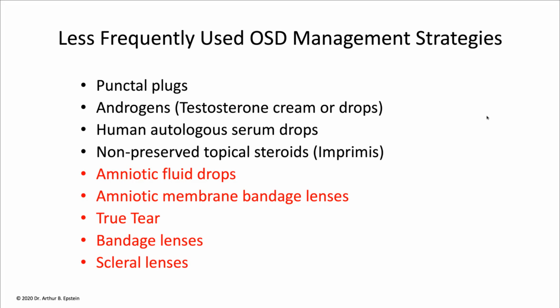Androgens: Alan Panzer in Houston is a big proponent of testosterone. I've not had good results with it. I've tried, some people have. I haven't completely abandoned it. Autologous serum, we don't use as much. We use amniotic fluid. Non-preserved topical steroids, I've kind of abandoned. But amniotic fluid, amniotic membrane, true tear, especially for patients that are post-LASIK.